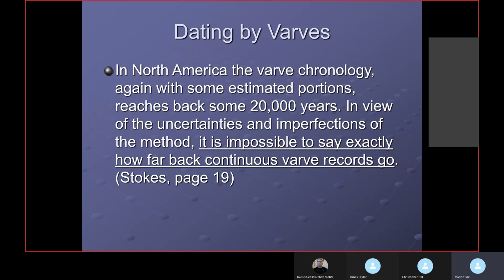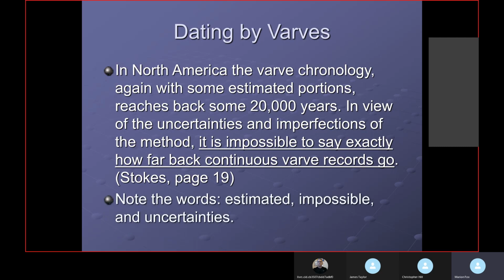Again, they make estimates. In view of the uncertainties and imperfection of the method, it's impossible to say exactly how far back continuous barb records go. It's impossible. Again, I don't accept their dates. They got estimated, impossible, and uncertainties. Note the words estimated, impossible, and uncertainties. That ought to get you going good. We have uncertainties, we have impossible, and we have estimated, imperfections of the method.